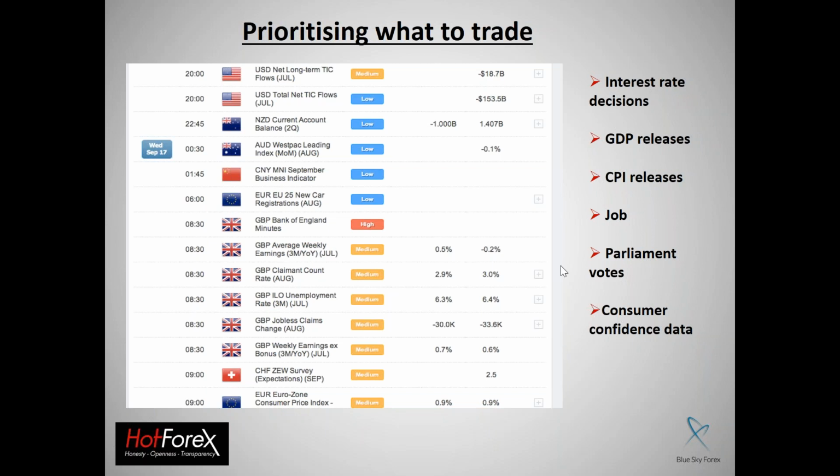There's a question: how do you know which news items to look out for? Basically, we discussed this. It should be the ones in red, or called high importance news. On any economic calendar that you're looking at, there is an indicator of the severity of the importance of the news, right? So you should be looking at the highest important news. Here are the major news that you should be worried about: interest rate decisions, GDP releases, CPI releases, jobs, parliament votes, and consumer confidence data.